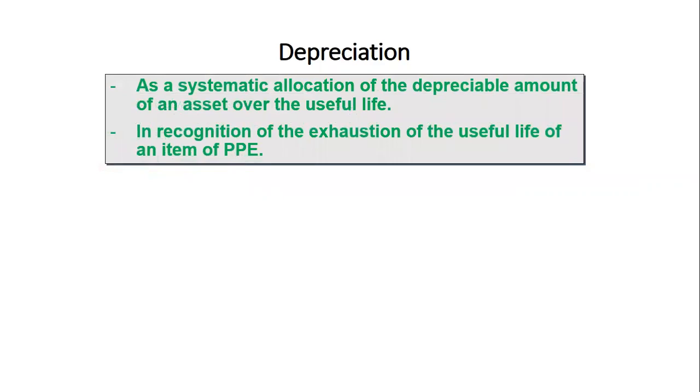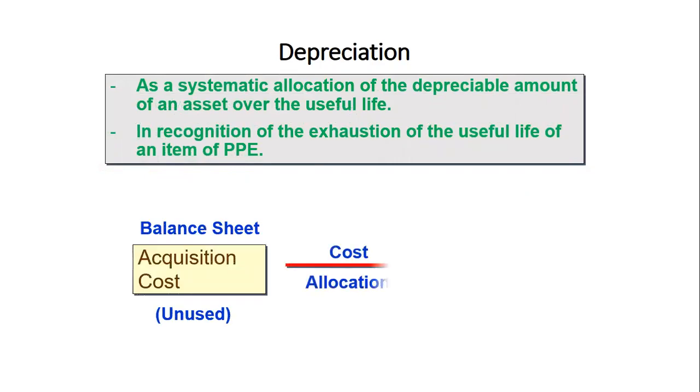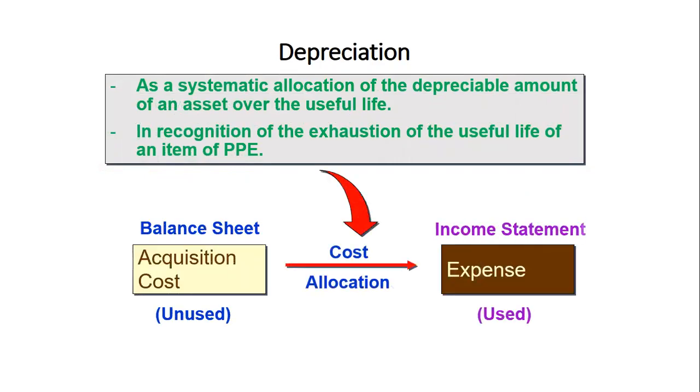Okay. So, depreciation is a systematic allocation and recognition of the exhaustion of the useful life of an item of property, plant, and equipment. In recording in the balance sheet, you have the acquisition cost or unused cost. Then you need to allocate. Then the equivalent will be the depreciation. So the depreciation goes to the income statement as an expense. So that's the used part.